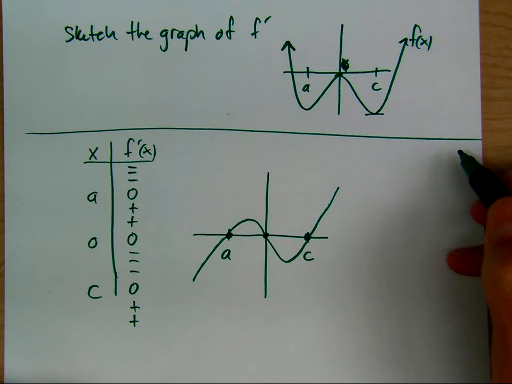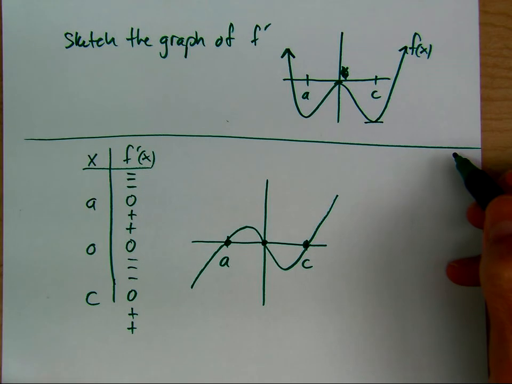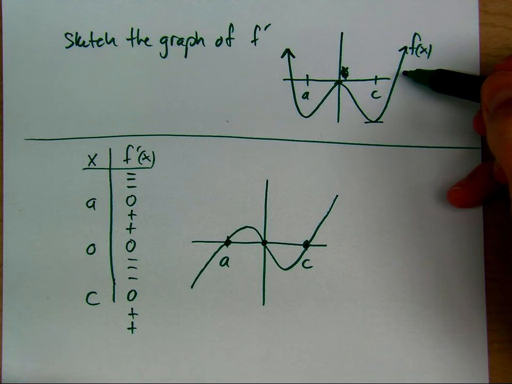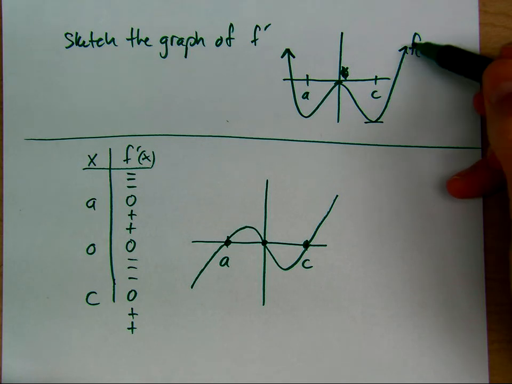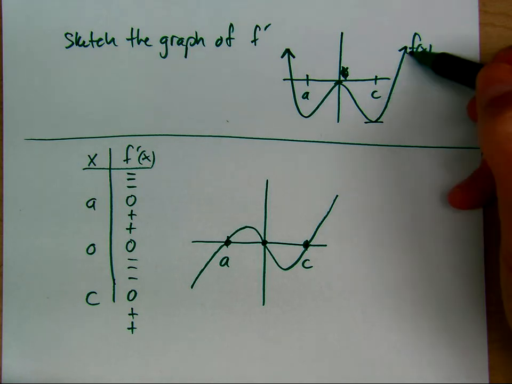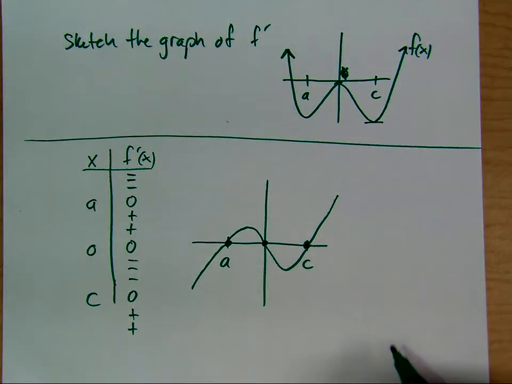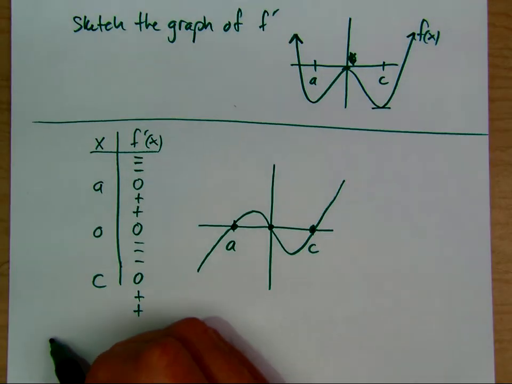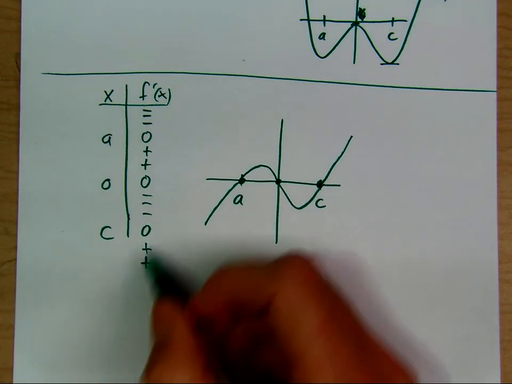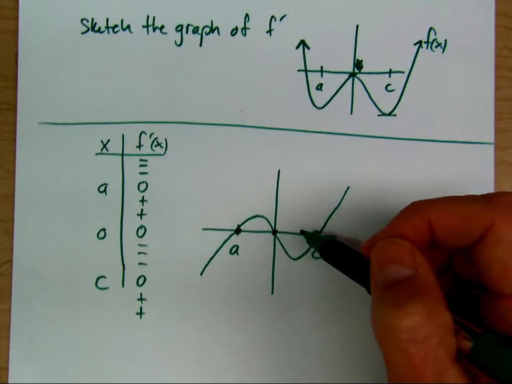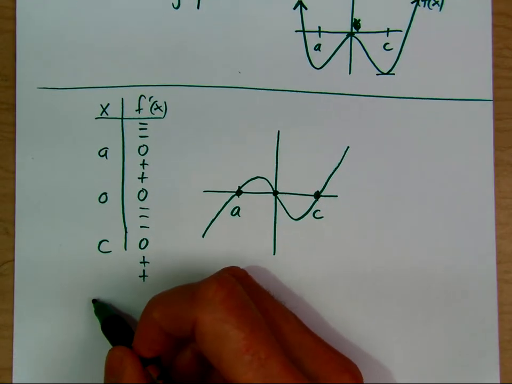So this takes a lot of practice because it's easy to look at a graph and you're supposed to be looking at the slope and you end up looking at the y value, or vice versa. By making a table, it forces you to look at one thing at a time. All right, let's try this one.